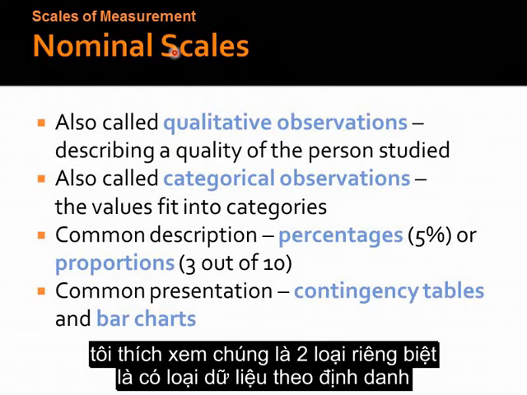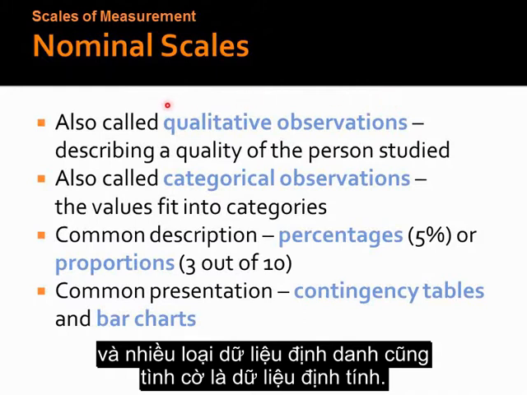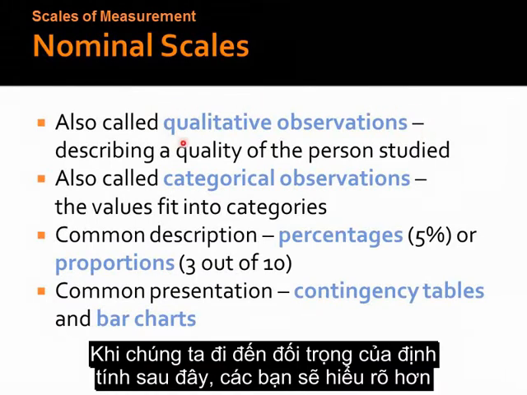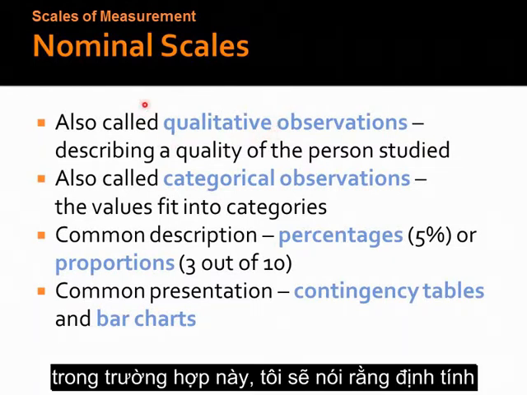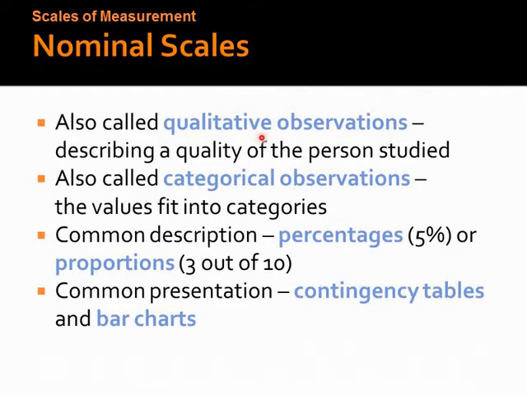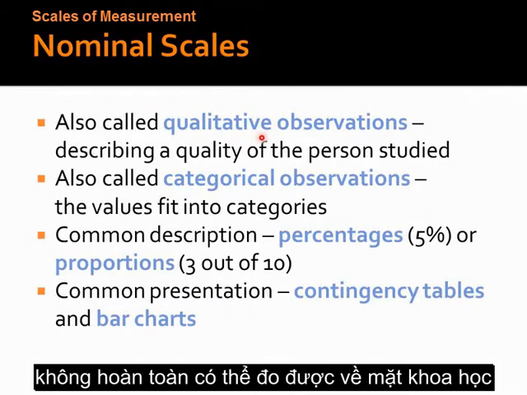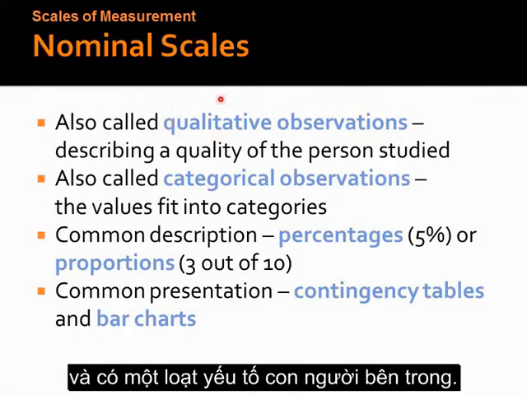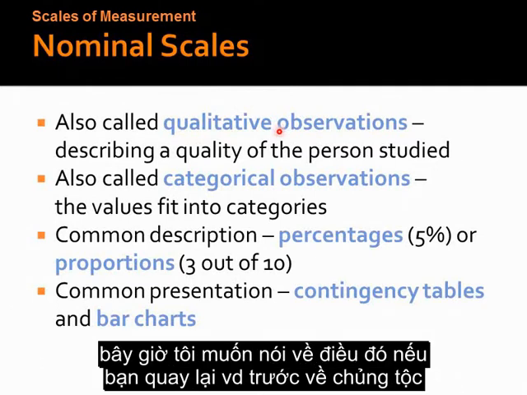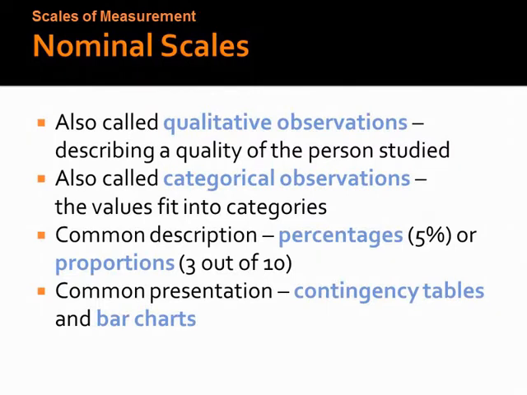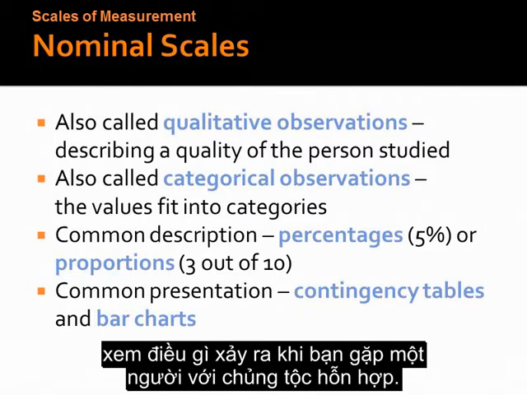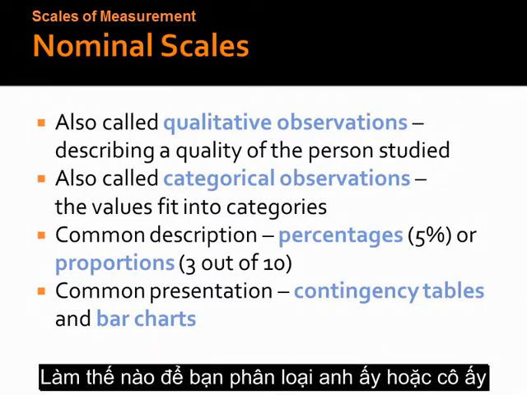There's nominal type of data, and much nominal data also happen to be qualitative type data. When we look at the counterpart of qualitative later, it will become clearer. But in this case, I would say that qualitative, you can think of it as a kind of data which is not purely scientifically measurable, and there's always a bit of human element inside. Now, what do I mean by that? If we go back to the previous example, the one about race, remember the Malay, Chinese, Indian? What happens when you come across a person who is of mixed race? How do you categorize him or her?